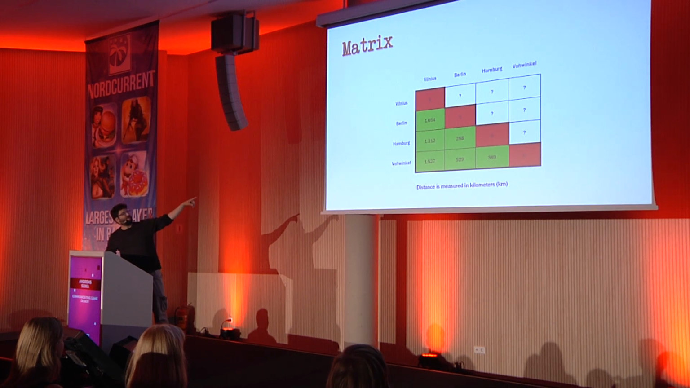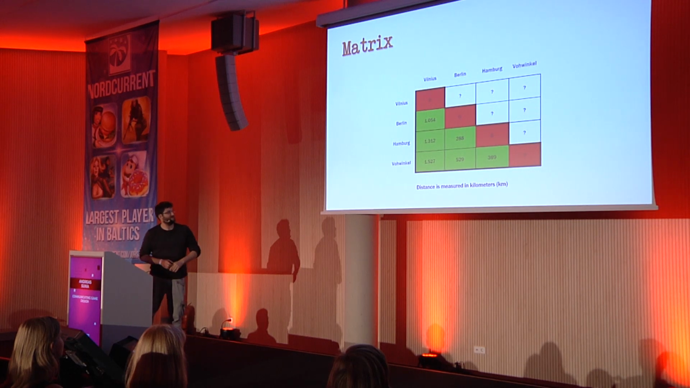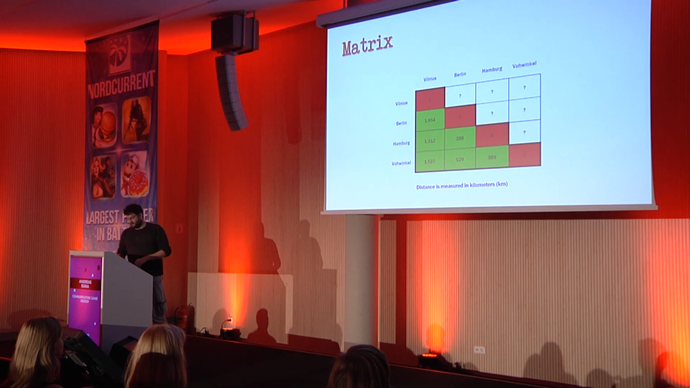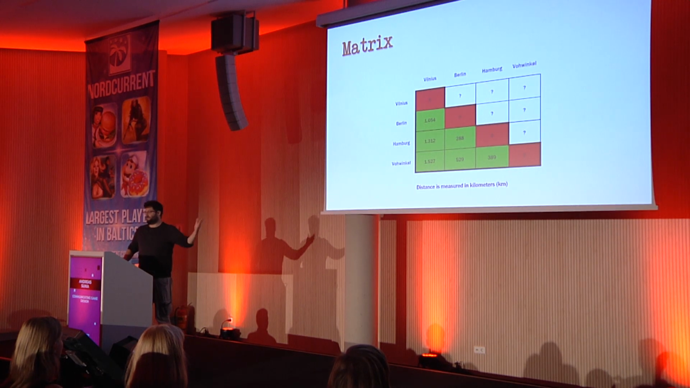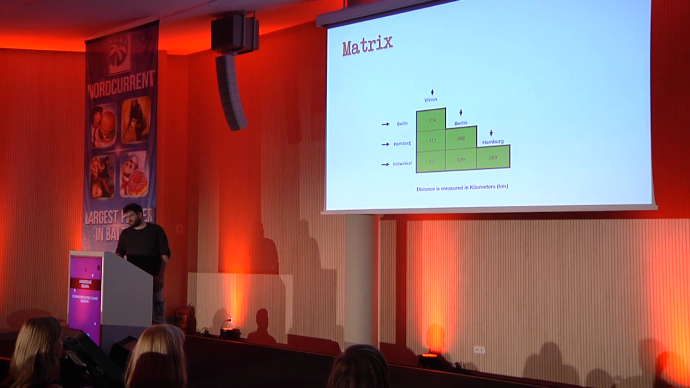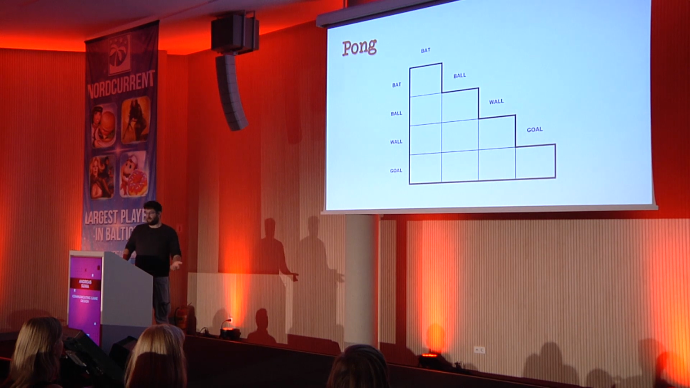So metrics, when we take a look, I just checked that out. So Vohwinkel to Vilnius, we flew 1,527 kilometers. So this is how we can very easily document the relationship between those cities. We can even reduce it, so this is more effective. And now we can do the same for Pong.